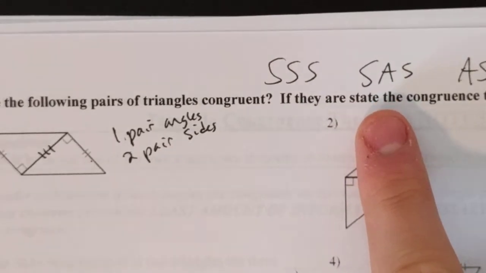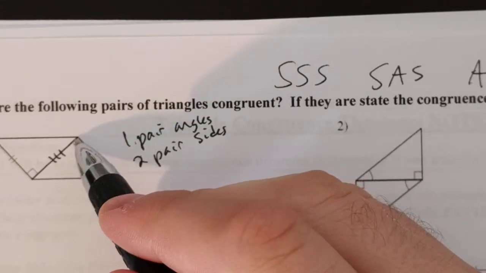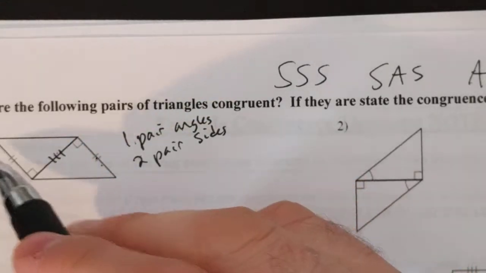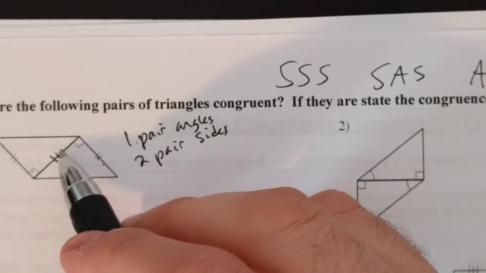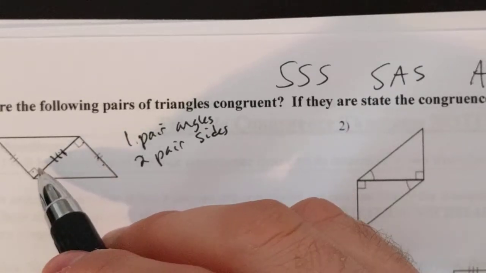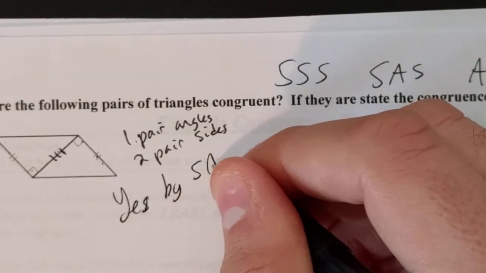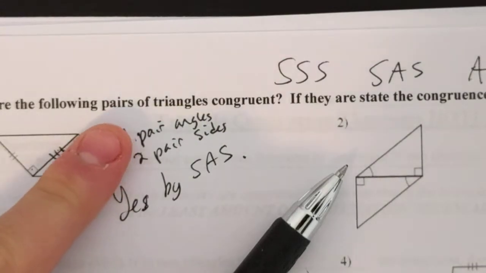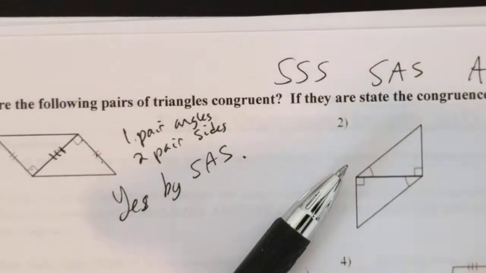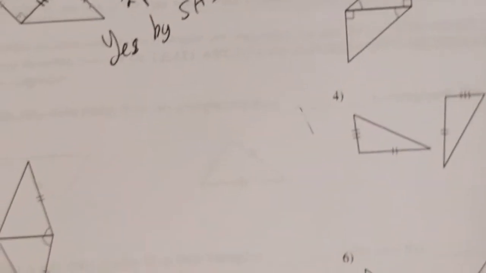So, do I have an angle in between two sides that are congruent? I have side, angle, side for this triangle here. Then I have side, angle, side in the exact same order. The two sides are congruent, this pair of sides is congruent, and then the 90 and 90 are also congruent. So this is a yes by side, angle, side. You'll notice that the right angle is in between the two marked sides. Same thing over here. So yes by side, angle, side. Let's go to number 3.